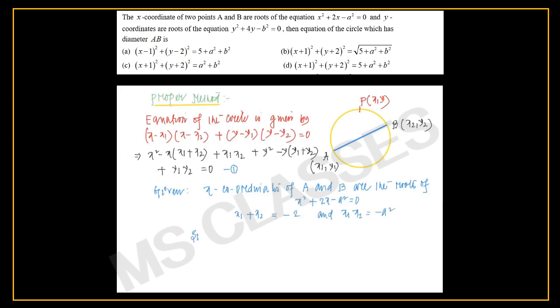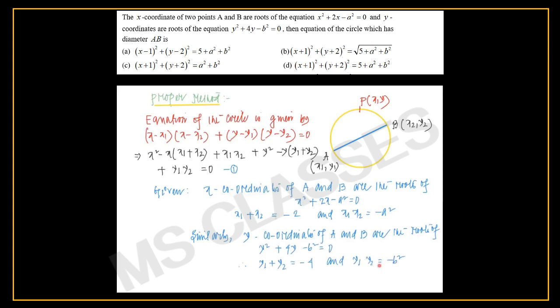Similarly, it is given that the y coordinates of A and B are the roots of the equation y square plus 4y minus b square equal to 0. Now from this what we can say? Therefore y1 plus y2 equal to minus b by a, and y1 into y2 equal to minus b square. So this is what we have got.